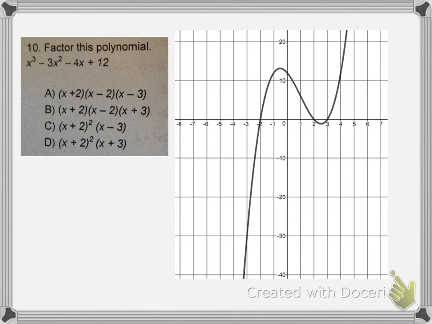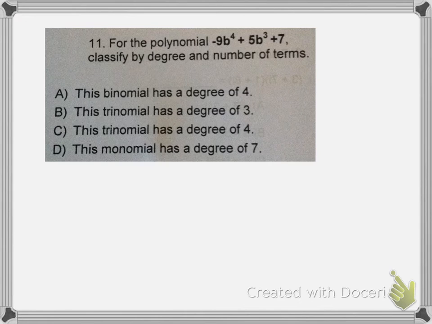Same exact concept here. You factor it, or you graph it, and you should be able to see where your intercepts are. That's at 2, 3, and negative 2. So that negative 2 becomes x plus 2, positive 2 becomes x minus 2, positive 3 becomes x minus 3. Again, A.